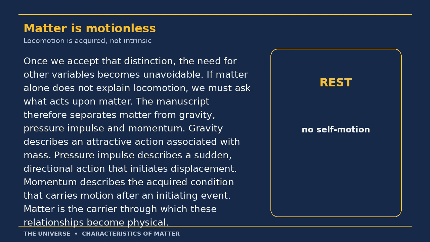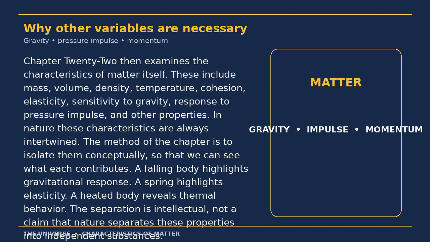Chapter 22 then examines the characteristics of matter itself. These include mass, volume, density, temperature, cohesion, elasticity, sensitivity to gravity, response to pressure impulse, and other properties. In nature these characteristics are always intertwined. The method of the chapter is to isolate them conceptually, so that we can see what each contributes. A falling body highlights gravitational response. A spring highlights elasticity. A heated body reveals thermal behavior. The separation is intellectual, not a claim that nature separates these properties into independent substances.